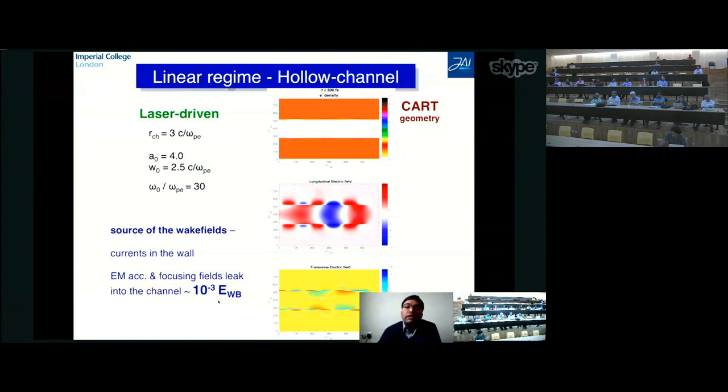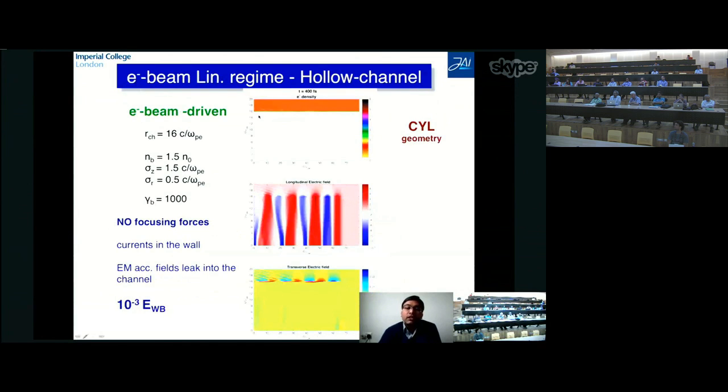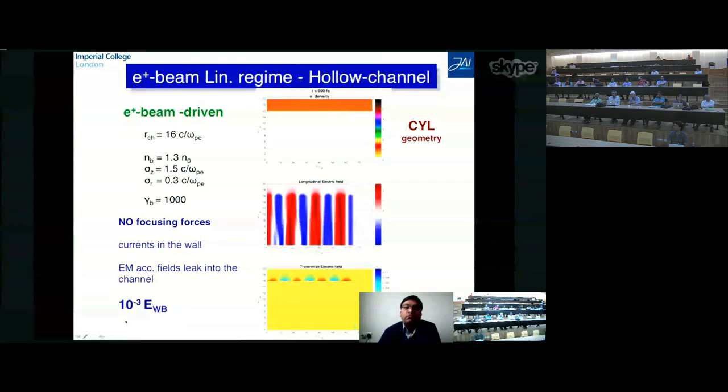This is a cylindrical geometry simulation. The electron beam drives these surface currents on the walls of the channel, and you can see that there are corresponding accelerating and decelerating fields, and there is nearly zero focusing field on axis in this case. Again, the fields are of the order of 10 to the minus 3 wave breaking. And similarly for the positron beam, you can again see there is an accelerating field, which is the red region. There are zero focusing forces, so the positron beam never experiences any defocusing at all.